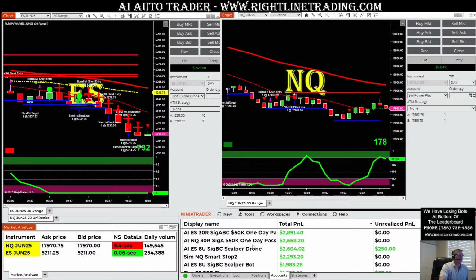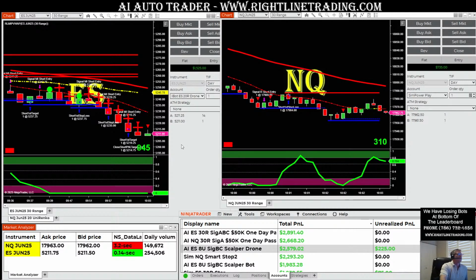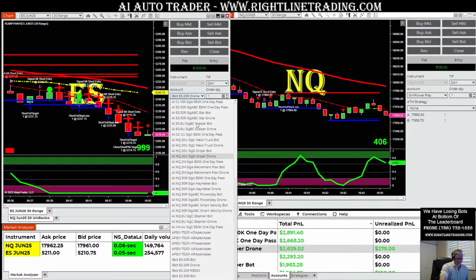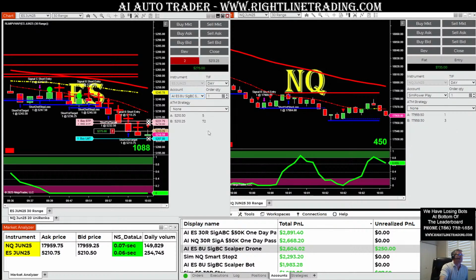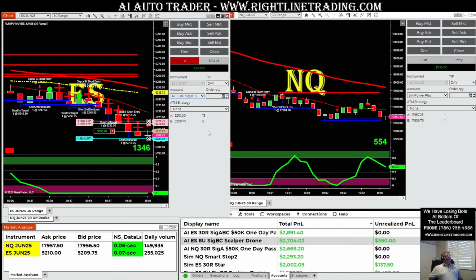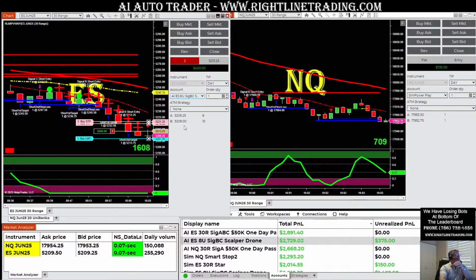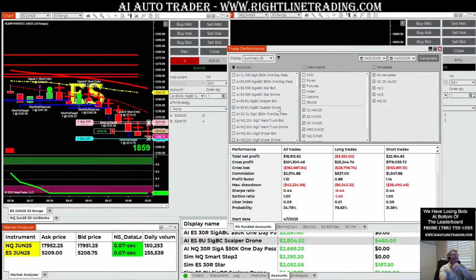Look at that ES scalper drone. Wow. That AI ES8U. That's another one, man. When that one gets it, look out. I was just looking at my drone for the month on that strategy. It's up $18,000. It took a lot of trades. This is the drone that trades like a drunken sailor, 23 hours a day. For the month of April, it's up 18,000 on this ES8U on my computer.